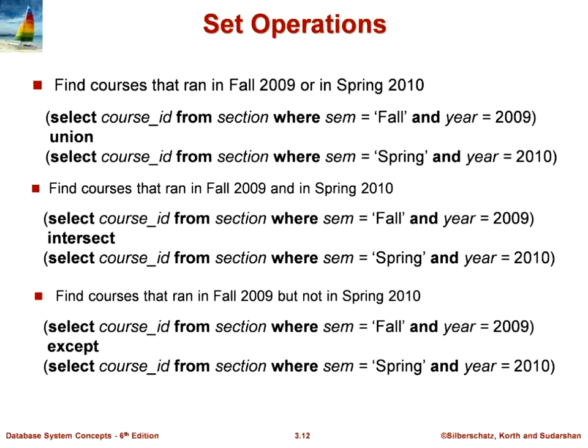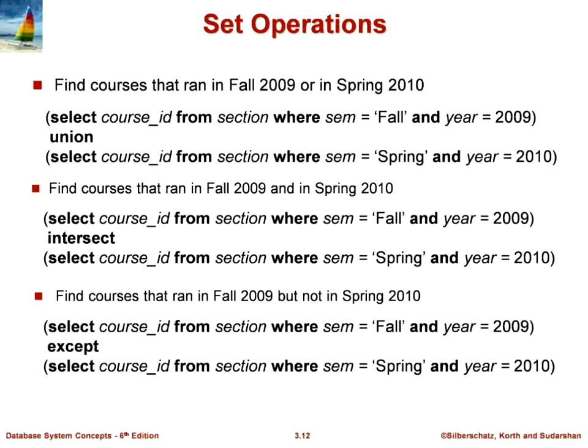So you can write set operations, which you have already written in relational algebra, in this way. Find courses that ran in fall 2009 or in spring 2010. You can write: select course ID from section where semester equal to fall and year equal to 2009, union, select course ID from section where semester equal to spring and year equal to 2010. By using the union, you are combining the results of both.